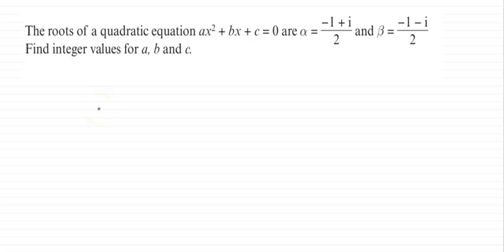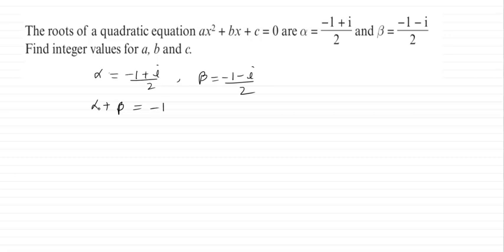So welcome back. If you have tried this question, the roots of the quadratic equation, alpha and beta, are given here. So let's write down our roots. Alpha is minus 1 plus i over 2 and beta is minus 1 minus i over 2. Is that okay? So first thing, we are going to find alpha plus beta.